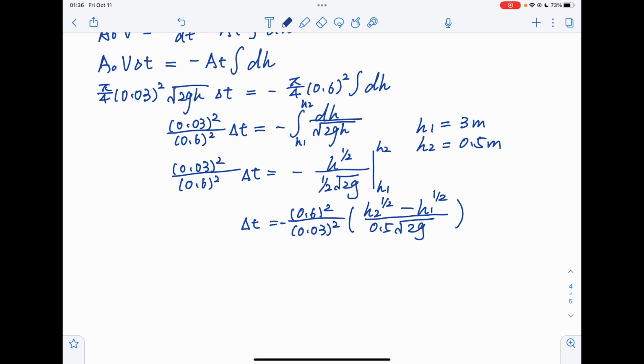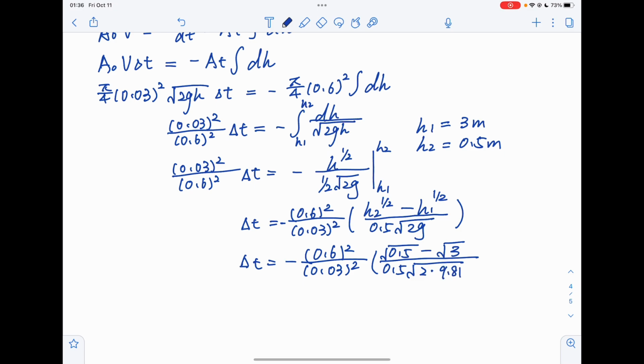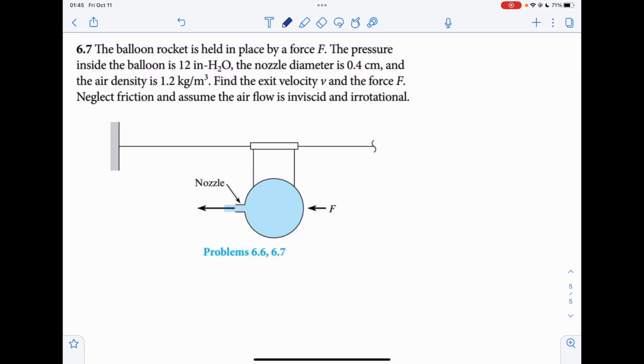And we have h1 equals 3 meters and h2 equals 0.5 meters. So the delta t will be 6 3 5 minus 3 g. Here we're going to use 9.81. Okay, so the delta t will be close to 185.1 seconds. Problem 6.7. We have a balloon rocket held in place by a force F.